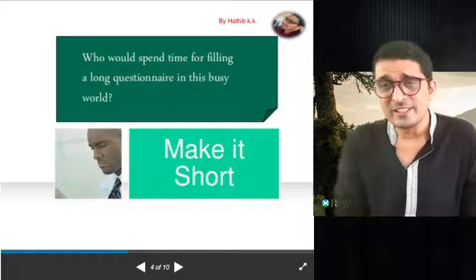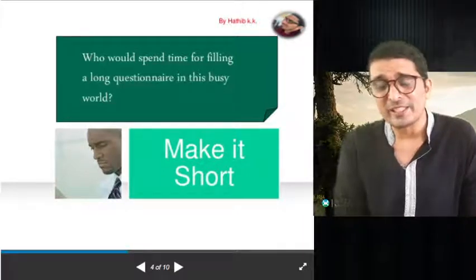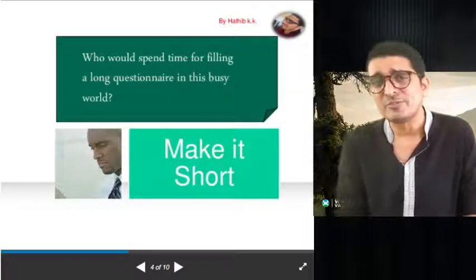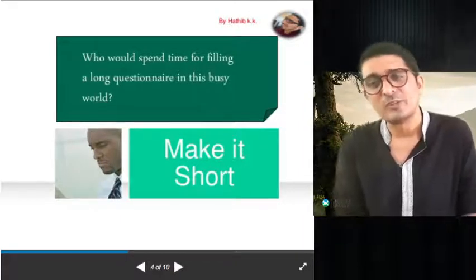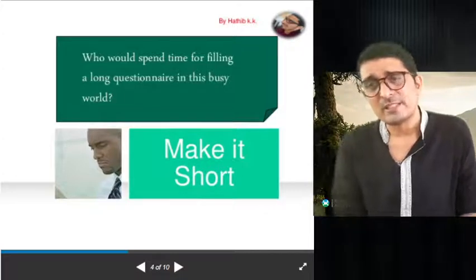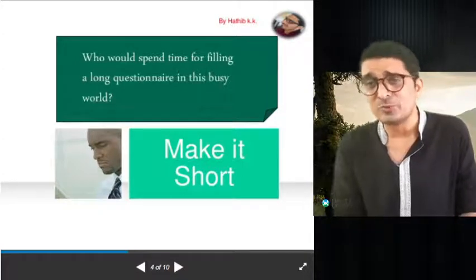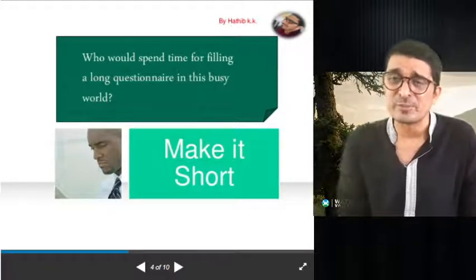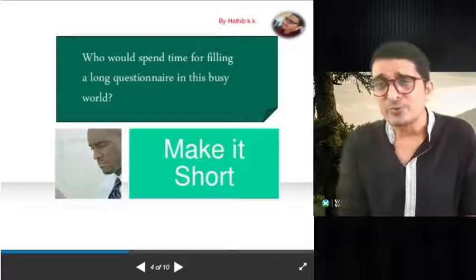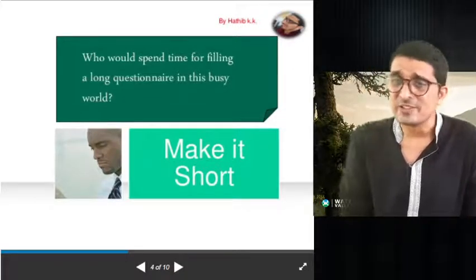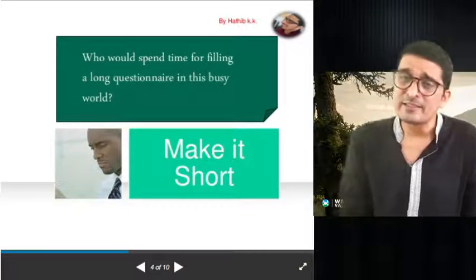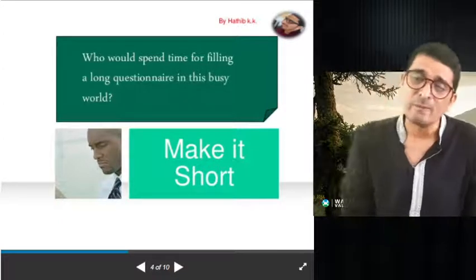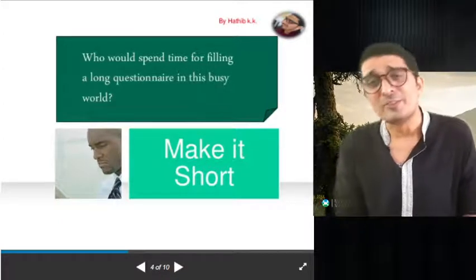The first thing is that you have to make your questionnaire as short as possible. This is a busy world. Who would spend time filling a long questionnaire? Now, some people may be ready to fill your questionnaire even if it is long. For example, if you are collecting information from your own students and if you are a friendly teacher, they may spend even half an hour or 1 hour filling the questionnaire.